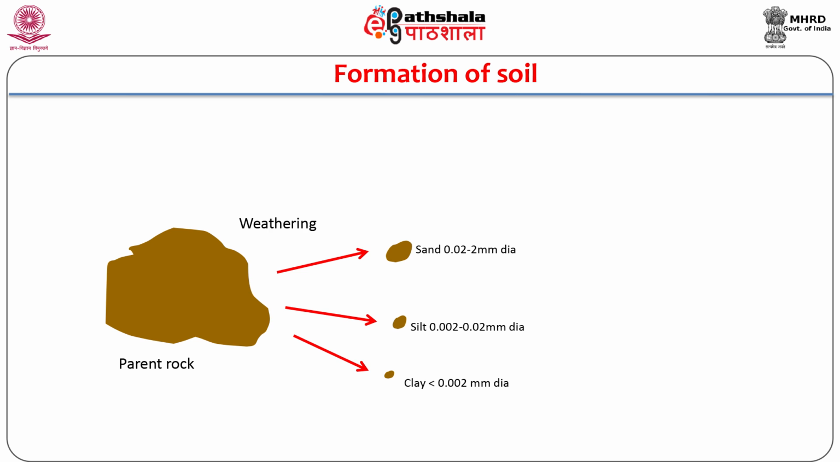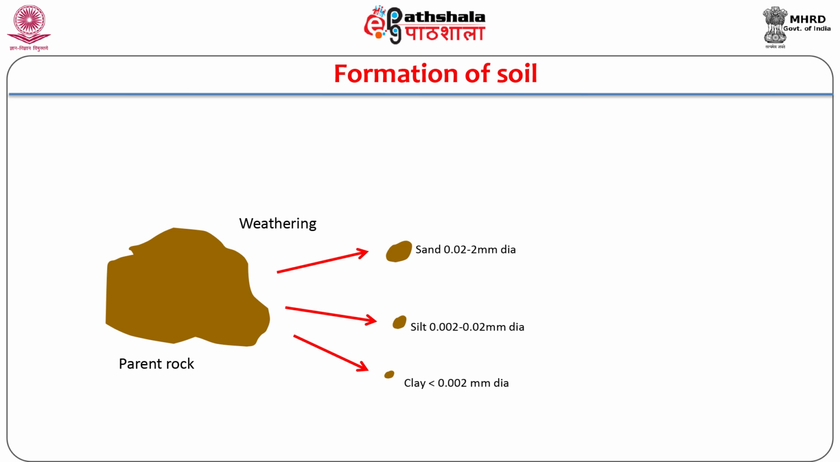Soil is formed by weathering of rocks. Based on the size of particles formed by weathering, soil types are classified as sandy, silty, and clayey. Formation of these particles either releases the elements into the water held by soil, or the elements are adsorbed on the surface of the soil particles.